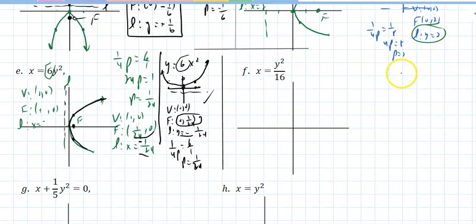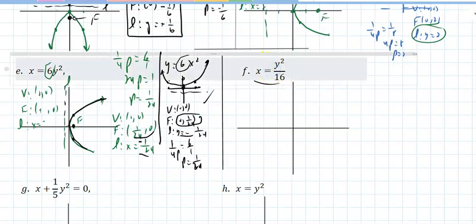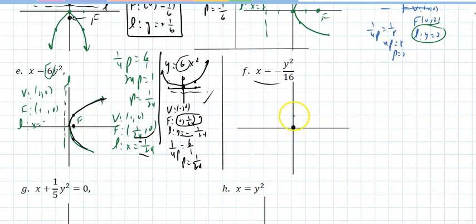Graphing is the easy part, labeling is the hard part. If I look at this graph, so I know this is a parabola that opens, you know what? I don't know why I didn't do that. There. Well, if y equals 0, x equals 0. If y equals 1, x equals negative 1 over 16. Y equals negative 1. So this is a very wide parabola open to the left.